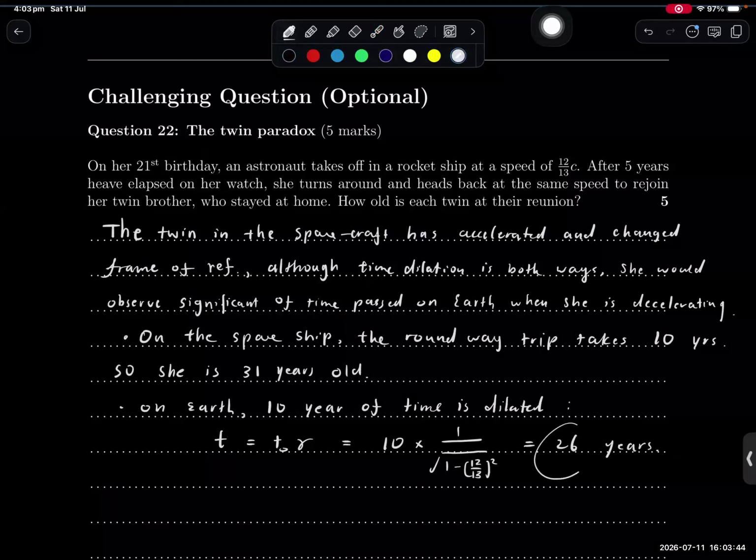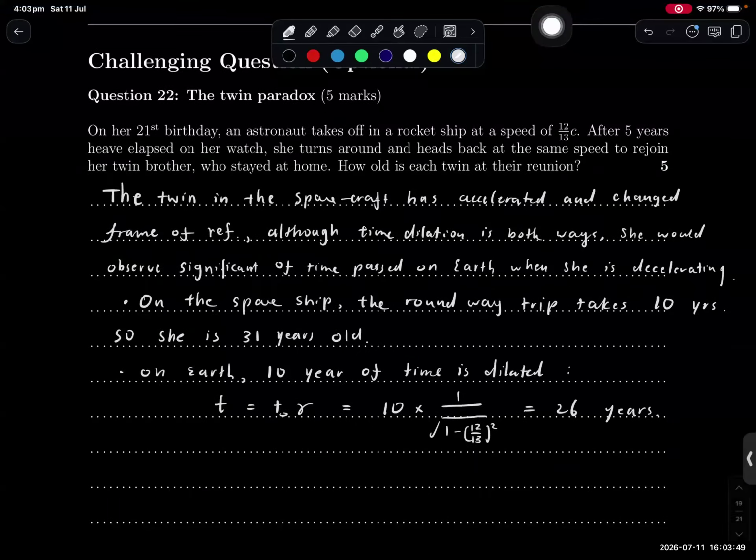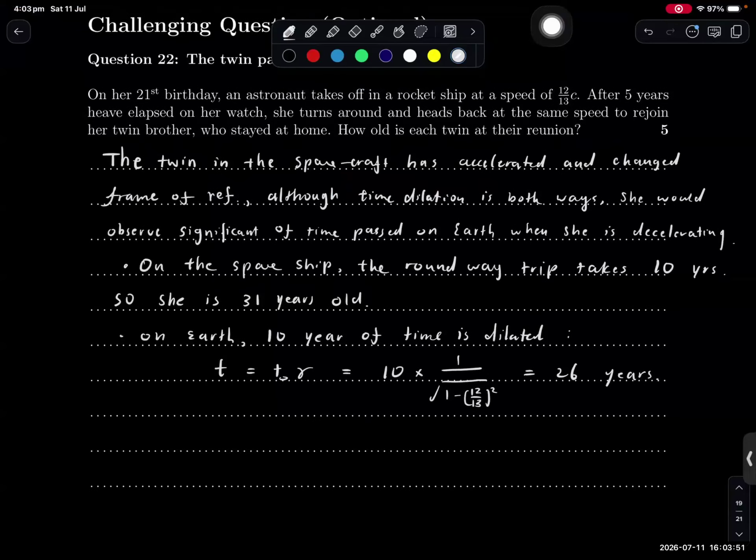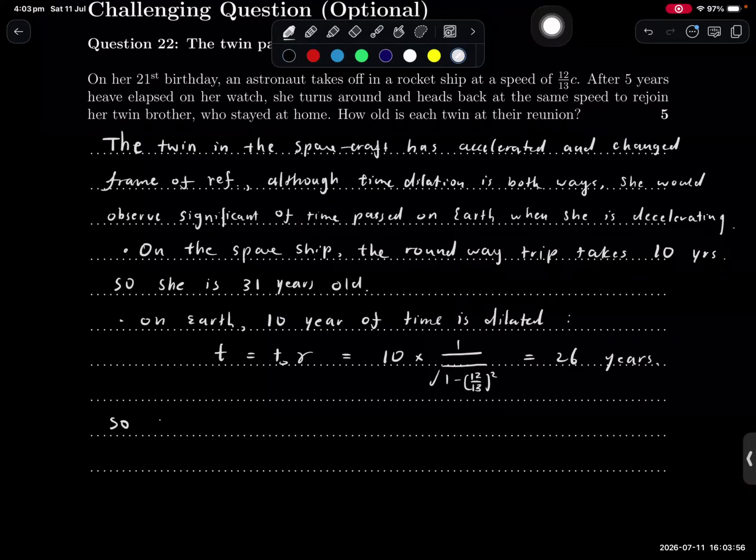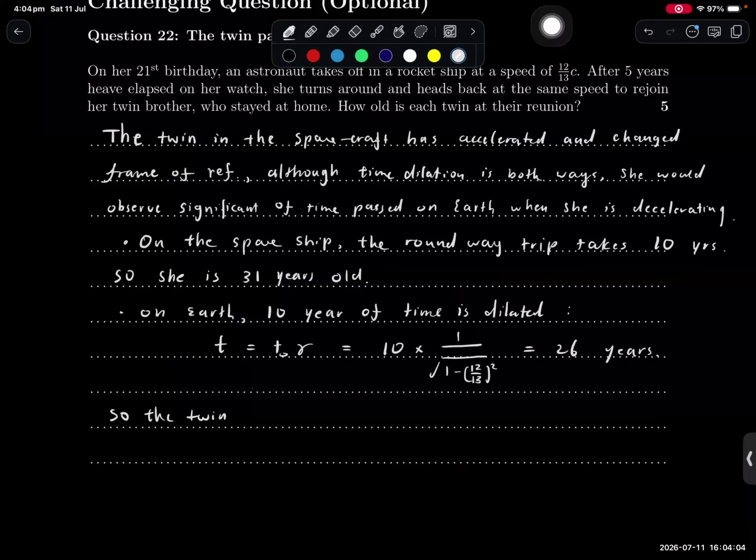Okay, well, this one is, hold on, 5 years. Right. It will be 26 plus 21. So the twin on Earth, the question did ask us to calculate their age instead of how much time has elapsed. On Earth it is 26 plus 21, which gives you 47 years old, while the person inside the spacecraft is actually younger at 31.